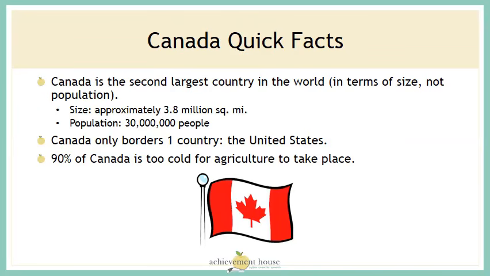Let's start with some Canada quick facts. Canada is the second largest country in the world in terms of land size, not population. The size is approximately 3.8 million square miles. It's populated by over 30 million people. Canada only borders one country, that's the United States. And 90% of Canada is too cold for agriculture to take place, which means it's too cold to plant crops.